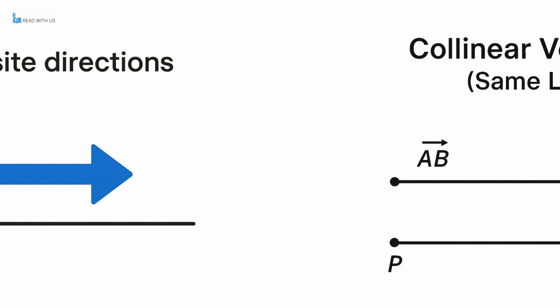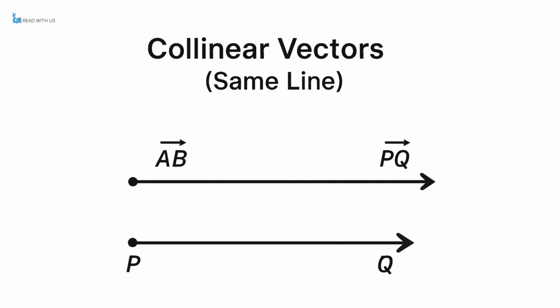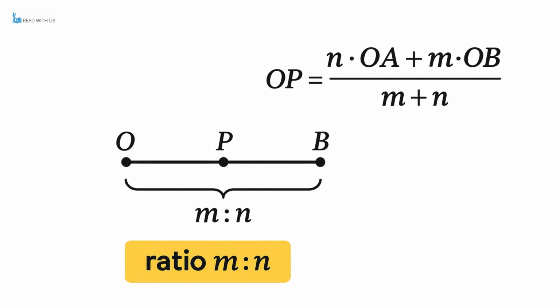Next, vectors on the same line. If two vectors have the same direction and also lie along the same straight path, they are called collinear. For example, if vector AB and vector PQ are parallel and overlap on the same line, they are collinear vectors.